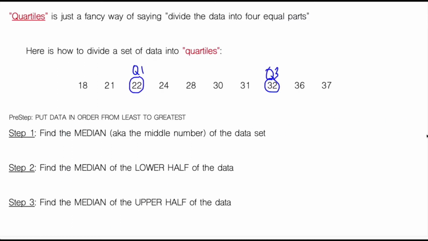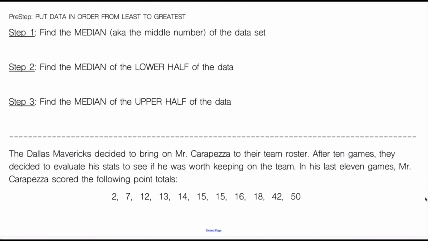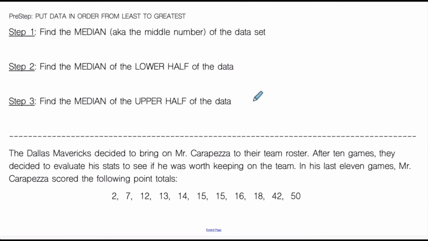Because that's a kind of crazy process and it's new to you, I'm going to do it once more with a different set of data. We're going to follow these same steps, step 1, 2, and 3, but with a new set of data. It's actually a play on the example from before, but I've slightly tweaked the numbers. This is me being brought on by the Mavericks. This time, it's my last 11 games, and that means there are 11 point totals here.